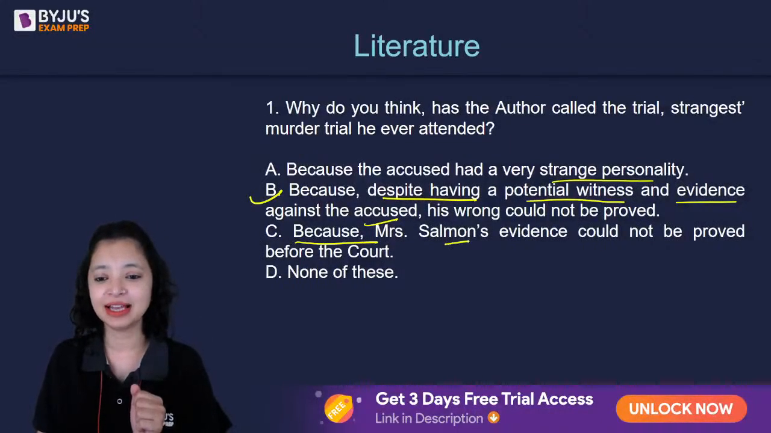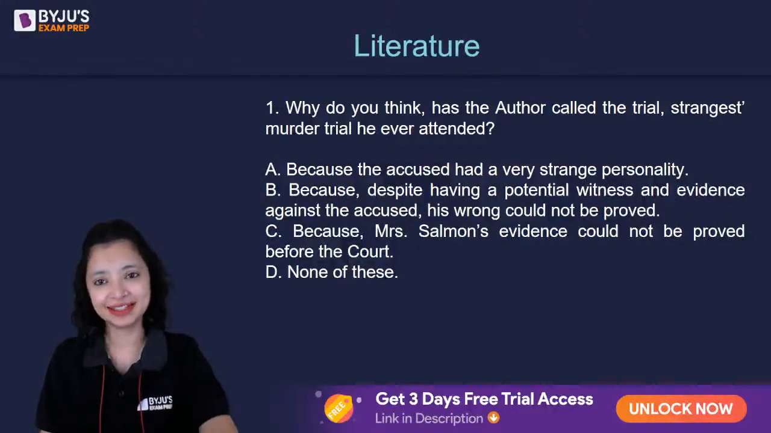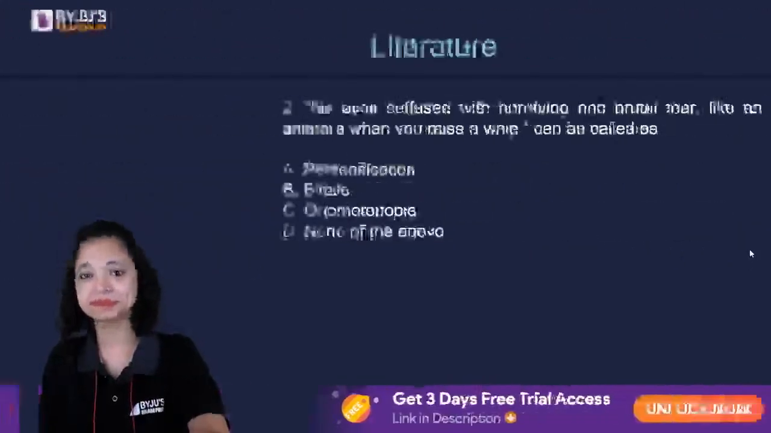C says because Mrs. Salmon's evidence could not be proved before the court. When she says, I saw him with my own eyes, it is an admissible evidence, so C is going to be eliminated. B is the correct answer. Absolutely correct, Arva. Let's go to question number 2.